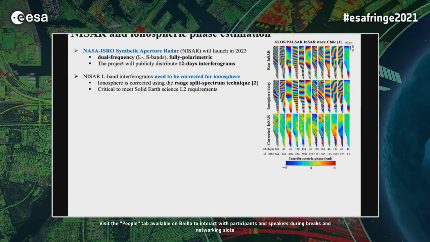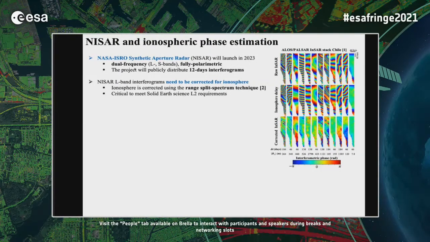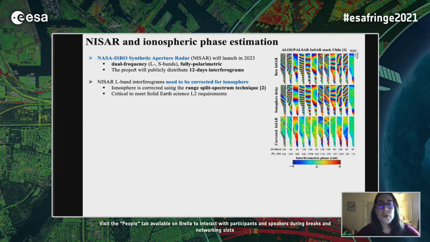So we all know that repeat pass L-band measurements are affected by changes in the microwave propagation through the ionosphere. This differential ionospheric delay, if not properly compensated, can introduce spurious interferometric fringes. An example for an ALOS PALSAR stack over Chile is reported in the middle row of the figure on the right side. If we do not compensate for the ionosphere, this can degrade the accuracy of our deformation estimates.